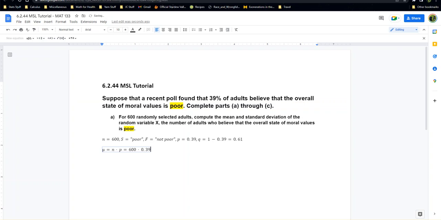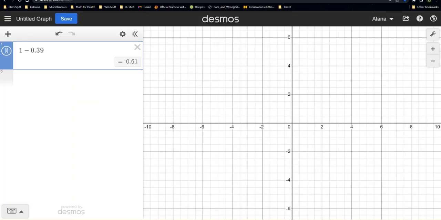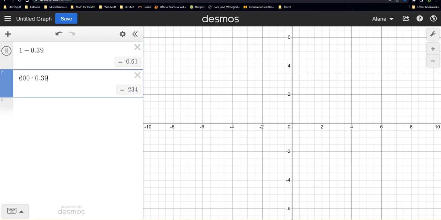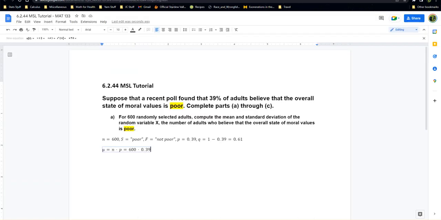So I'm going to go back to Desmos over here. Sorry, that's cut off a little bit at the top, but it is Desmos. All right, so I'm going to say, hey, Desmos, find what 600 times 0.39 is. And I get 234, so that's my mean. So the mean is 234. It'd be people, right? That's the mean. Oops, I cut off my n there.